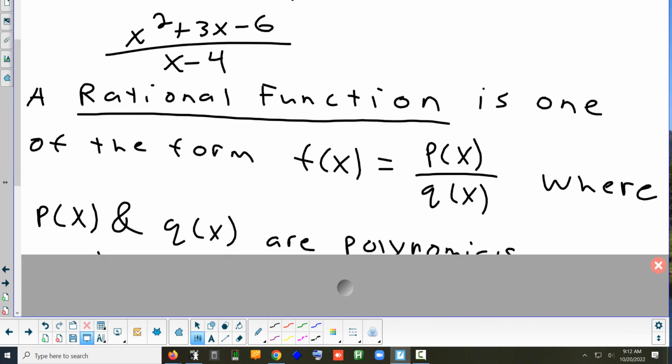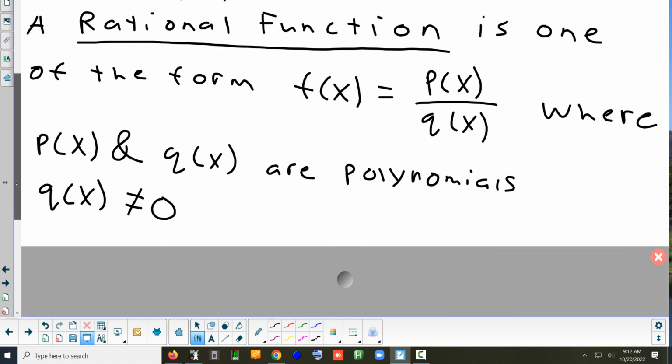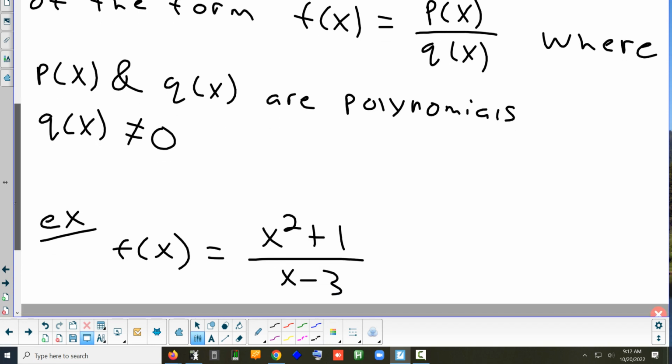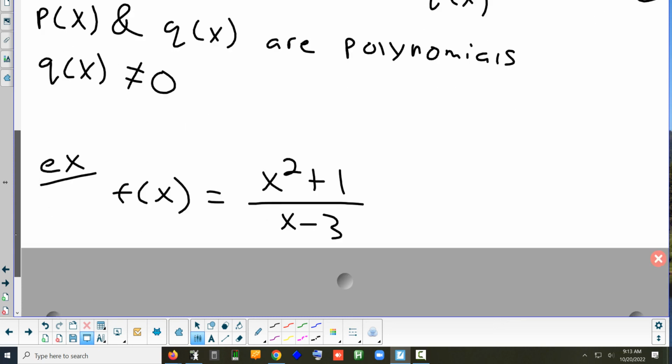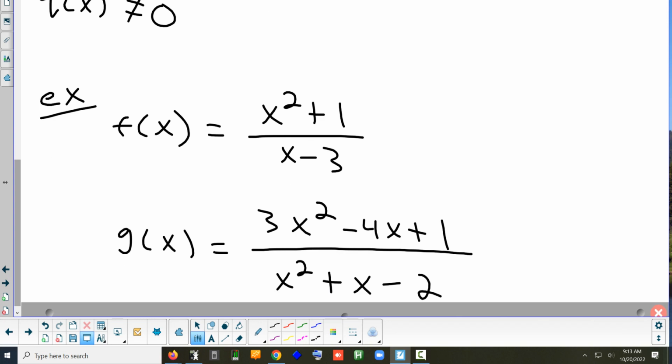Now, what are you never allowed to put in the bottom of a fraction? Zero. So the polynomial in the bottom can't be zero. And that's true because you can never divide by zero. There's another example of a rational function. I'm not going to do anything with it right now. I'm just showing it to you. It's quadratic at the top, linear in the bottom. There's another one. This one is a quadratic over a quadratic. You don't have to write everything down for these examples, but those are just more examples.